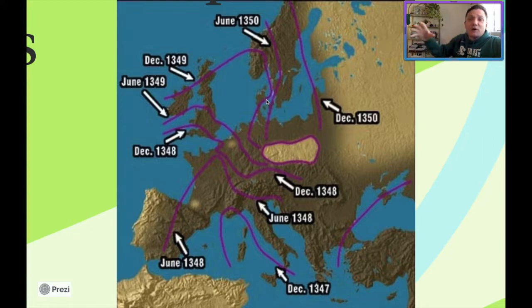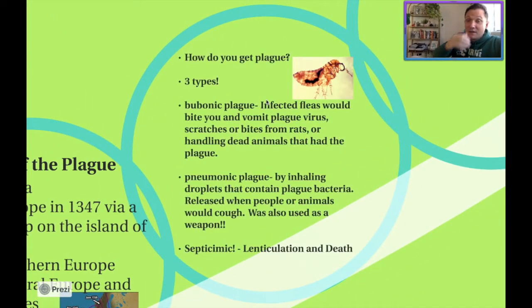Now, a thing to keep in the back of your mind is just a very simple thing to understand, is that these boats are going all over Europe. These boats have cargo. That cargo attracts rats. Those rats have on them fleas, right? So the thing about it that you need to understand is most people who got the plague got what's known as bubonic plague, okay?